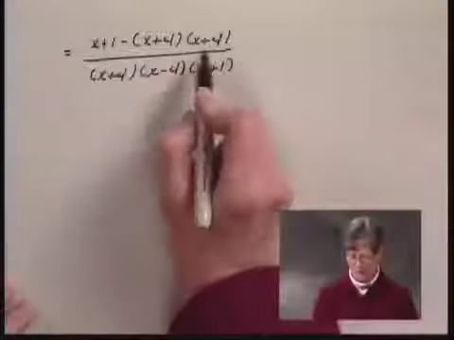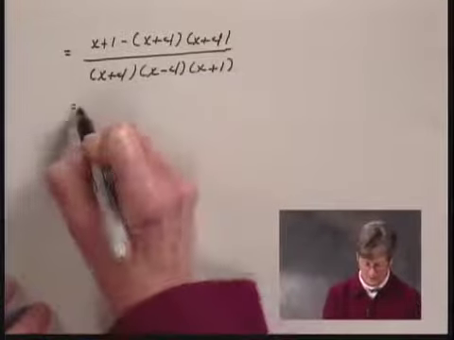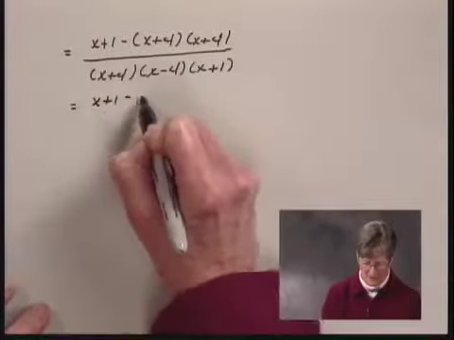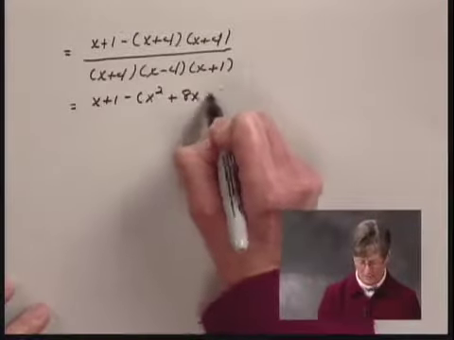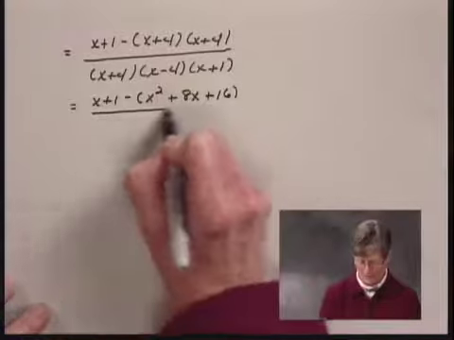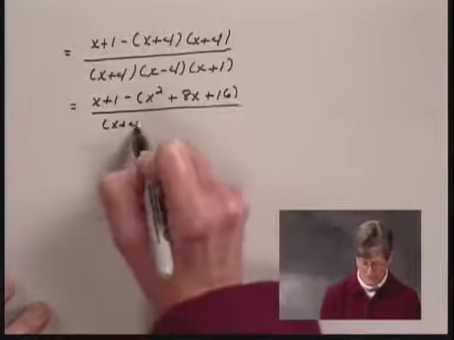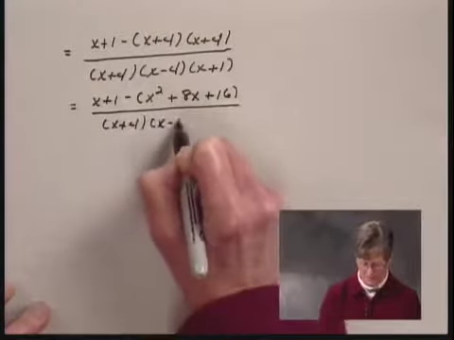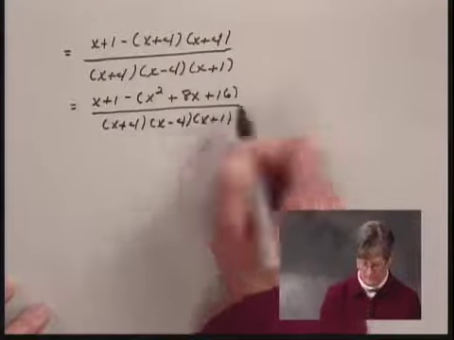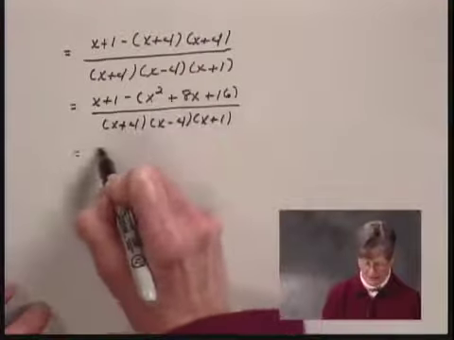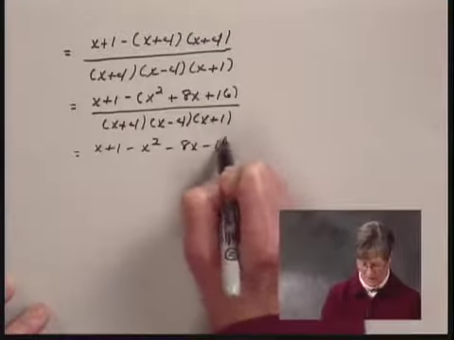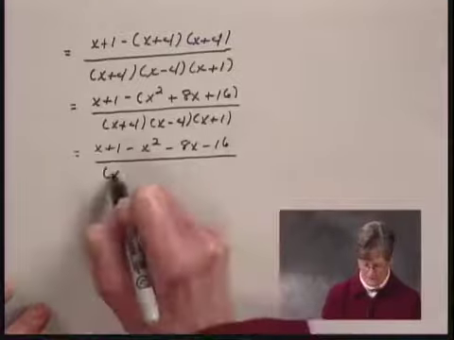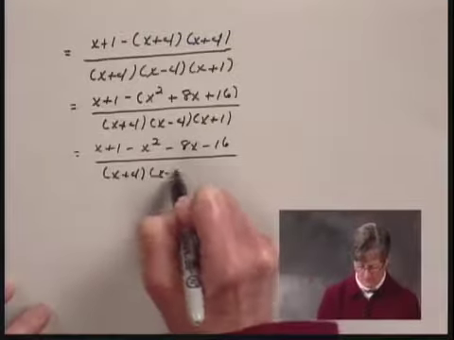This is the last step we had. And the next thing that we need to do is to do this multiplication in the numerator. So we have x plus 1 minus, x plus 4 times x plus 4 is x squared plus 8x plus 16. And this is over the common denominator. And now let's remove these parentheses. That gives us x plus 1 minus x squared minus 8x minus 16. And we'll rewrite the denominator.